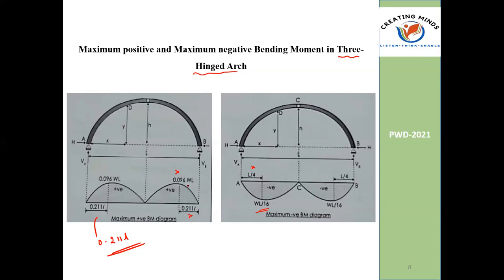Please take a note. The maximum positive bending moment is 0.096 WL. And what is the ordinate, and what is the abscissa distance? The ordinate represents the value of load. The abscissa represents the distance. The x distance is 0.211 times the L. For the maximum negative bending moment, this is L by 4. At a distance of L by 4, you may expect WL by 16. That's the maximum moment.